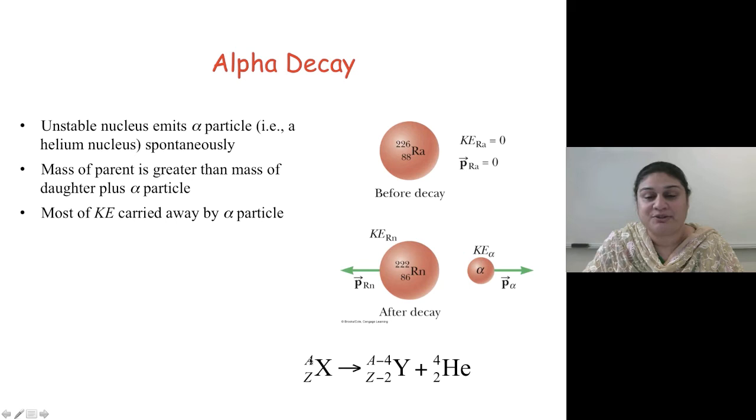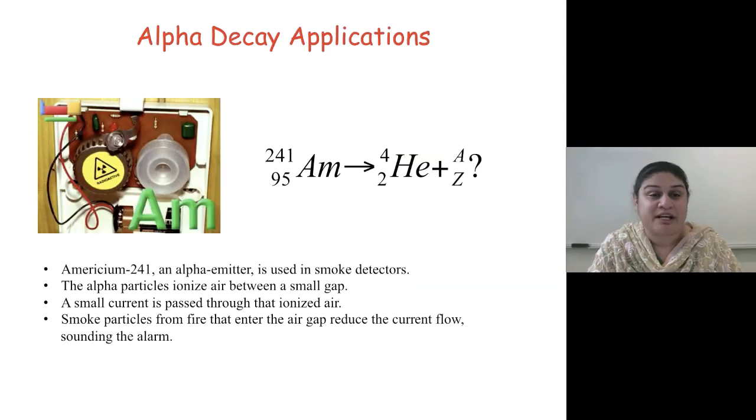So whatever particle X you have, A minus 4 will be given to the helium, and Z will be Z minus 2. So what are some of the applications of alpha decay? Americium-241 is an alpha emitter used in smoke detectors. Alpha particles ionize the air between the gap, and a small current is passed through that ionized air. Smoke particles from a fire enter the gap, reduce the airflow, which sounds the alarm.